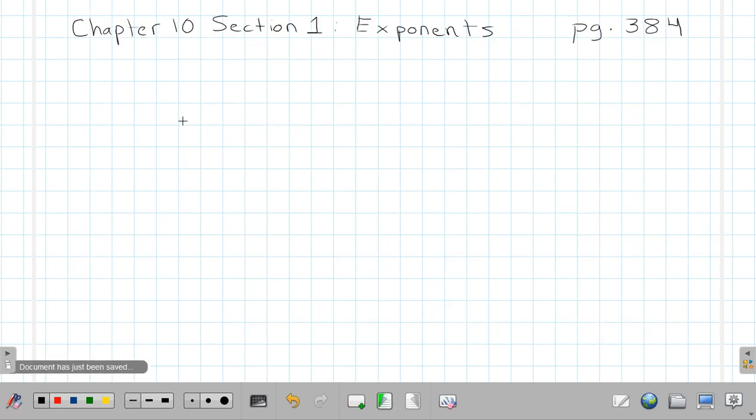So if you look at page 384, we're going to start with example 1 here, and then work our way through another couple of examples. So if you wanted to follow along in the book, that's the page we're going to be starting on. So let's look at example 1. Okay, so example 1, they tell you this has to do with writing expressions using exponents.